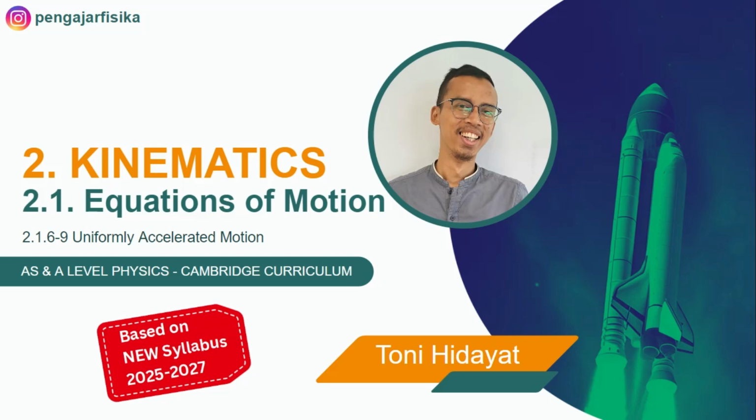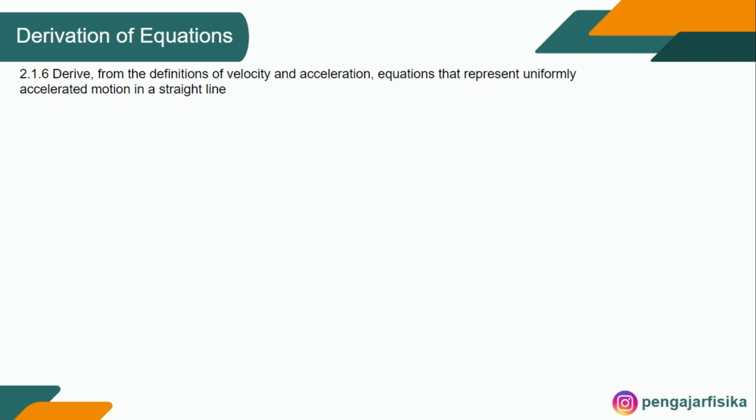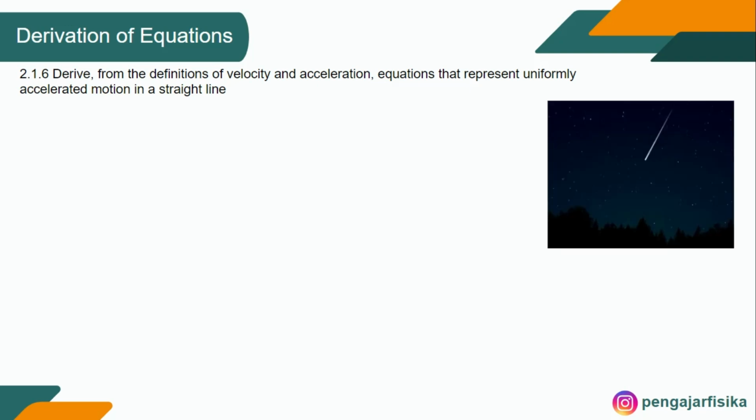Let's get started. The sixth learning objective is to derive, from the definitions of velocity and acceleration, equations that represent uniformly accelerated motion in a straight line. In this section, we'll derive the equation for motion in a straight line under uniform acceleration. Take the example of a meteor entering Earth's atmosphere, accelerating due to gravity. From the definition of velocity and acceleration, we can derive four essential kinematic equations.